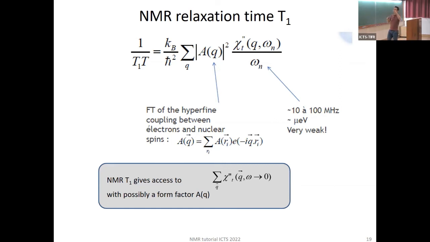With NMR, you've got a completely different view that can sometimes be complementary to neutron. Especially, we are probing this dynamical susceptibility at the Larmor frequency, omega n. As I told you, it's a very tiny energy, so it's very close to zero. Compared to neutron, we are probing the energy spectrum at a very, very low energy scale. For instance, if you have a tiny gap in your system, you may not have the resolution with inelastic neutron scattering, but with NMR, provided you can cool down your system below the temperature of the gap, you will detect it.